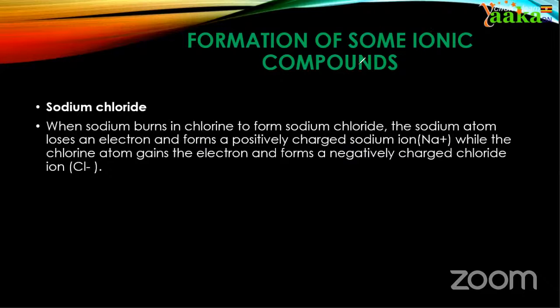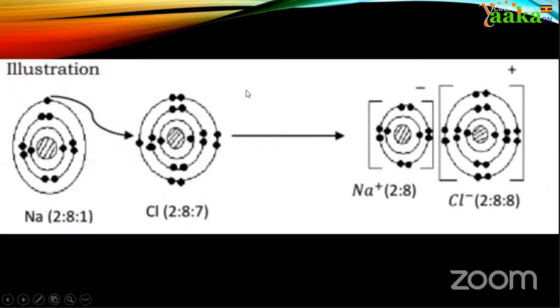So that is ionic bonding, and that's a very good example of how ionic bonding occurs. Let's see the diagrammatic representation of this. So here is the diagram. We have the sodium atom.